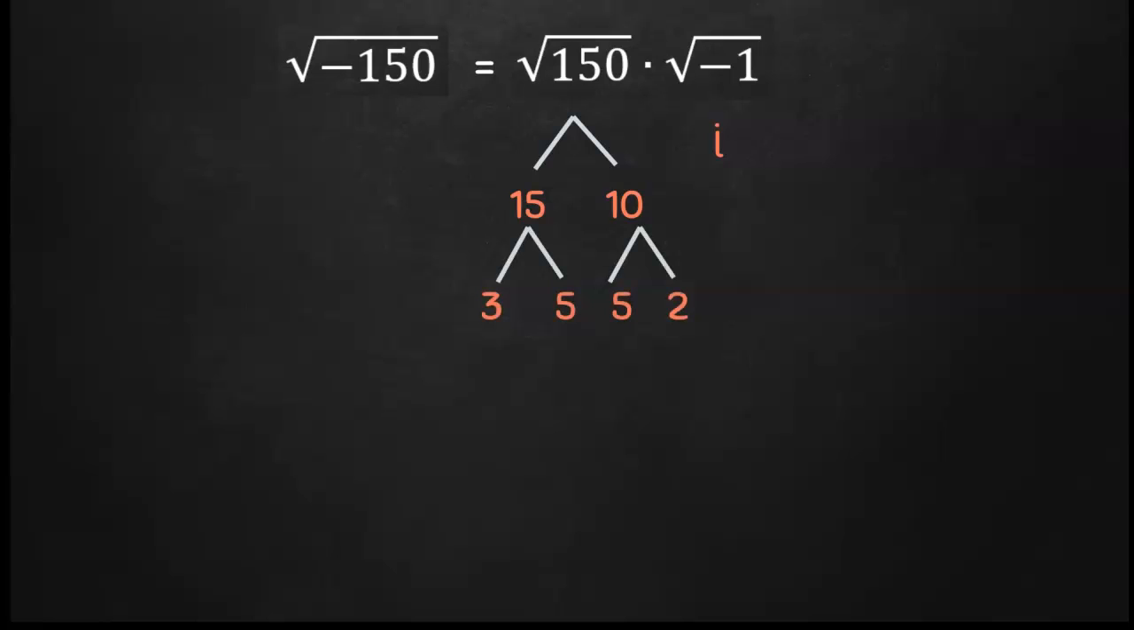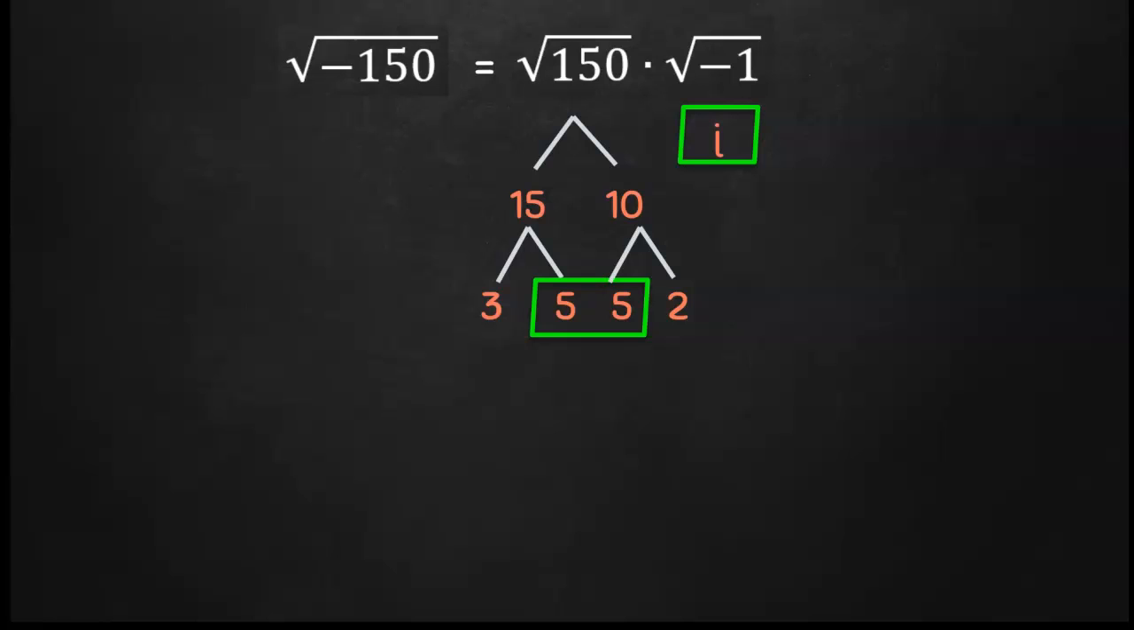Here I have negative 150. So again, let's rewrite. I know I get i from the square root of negative 1, and 150 I can break down into 15 and 10. Breaking down and simplifying those numbers again, I have 3 and 5, and then 5 and 2.